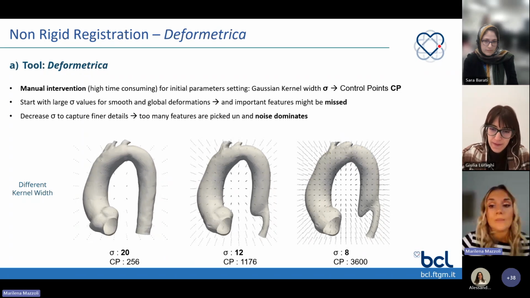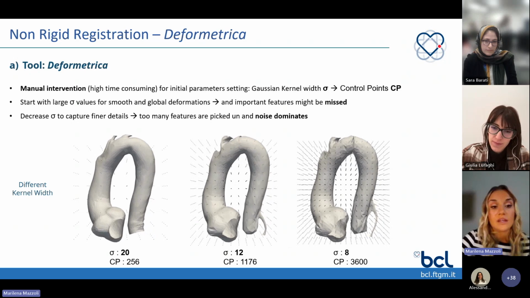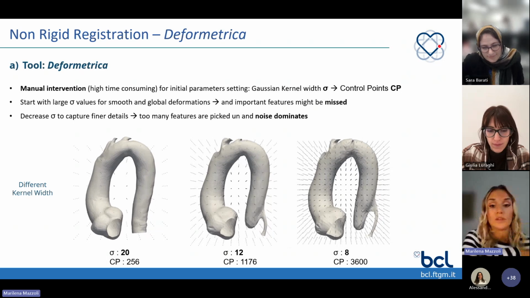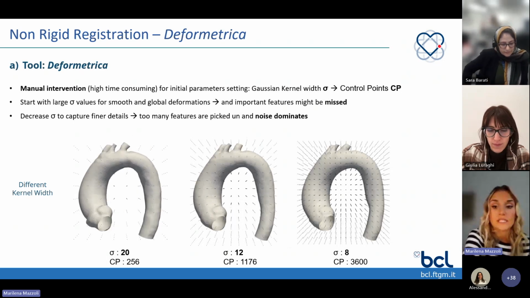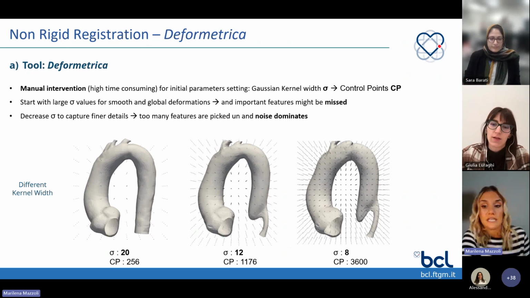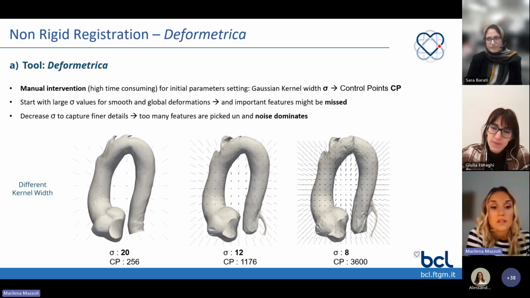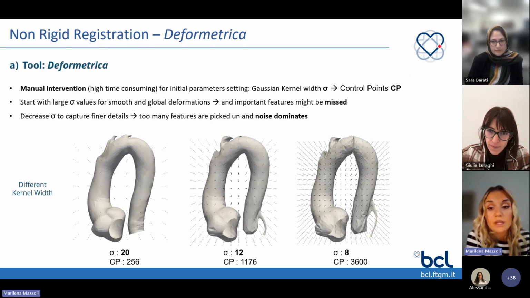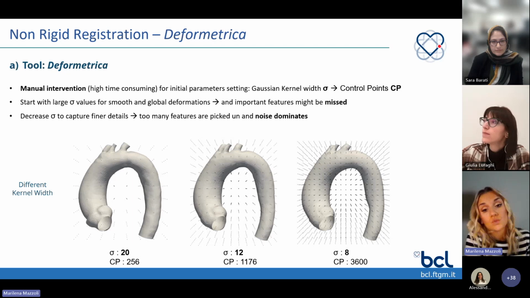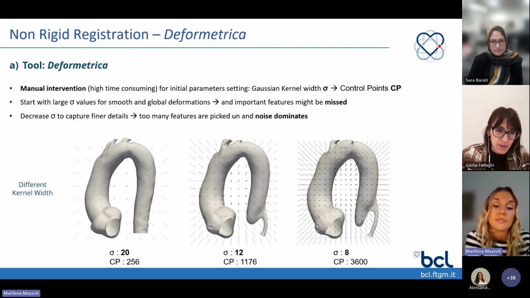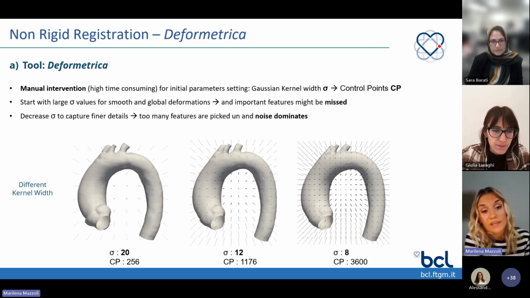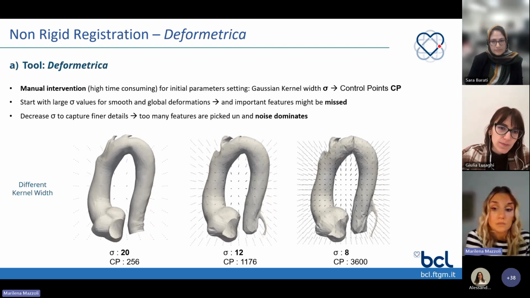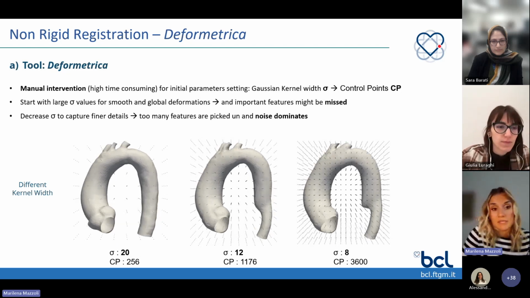It is recommended to begin with larger values of sigma to produce smooth and global deformation, and then gradually decrease the sigma value to capture final details. However, the choice of this parameter can be challenging, and as can be seen from the videos below, if sigma's value is too small, too many features are picked up and noise dominates, whereas if sigma is too large, the function is overly smooth and important features might be missed.